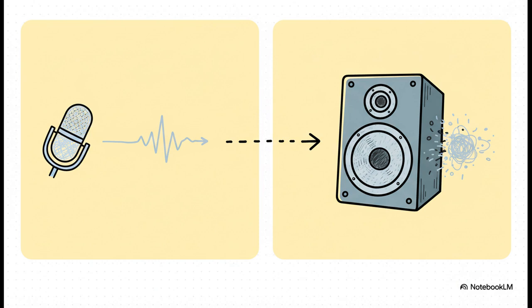That resistance to letting current flow, that's what we call impedance. The mic has high impedance, the speaker has low impedance. You connect them directly, poof, the microphone's signal just gets completely swallowed up. It doesn't stand a chance.